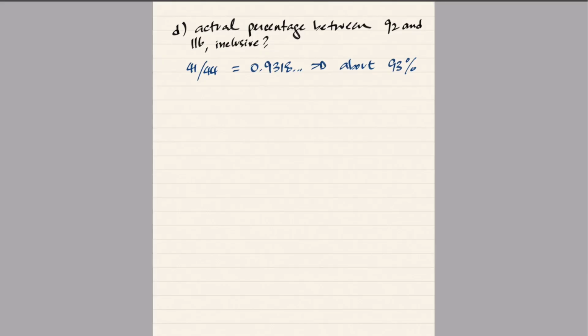So what's the actual percentage between 92 and 116 inclusive? Well, as we saw, it would be 0.9318 as a proportion. And of course, if we change that to a percentage, we would multiply by 100. So I'd say, well, it's around 93%. Let's see what the next part of the question is asking.